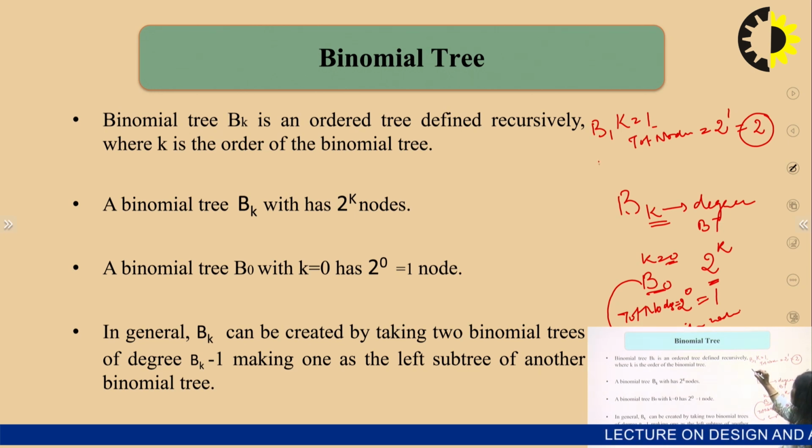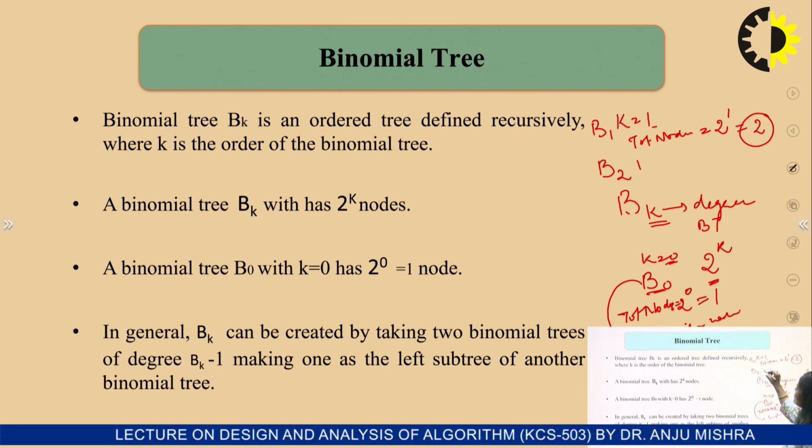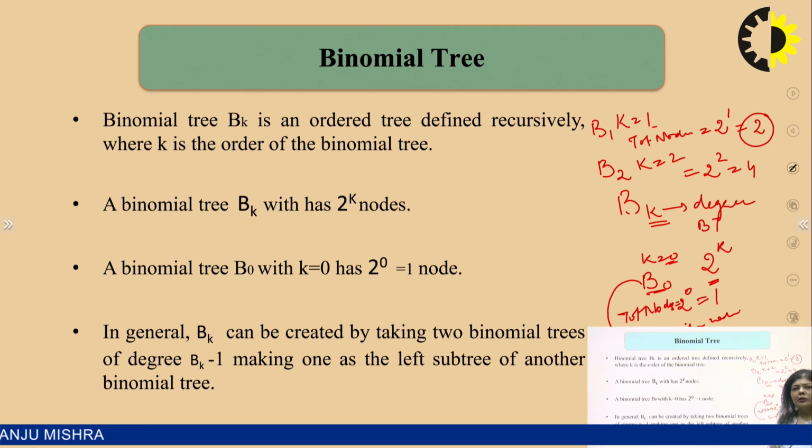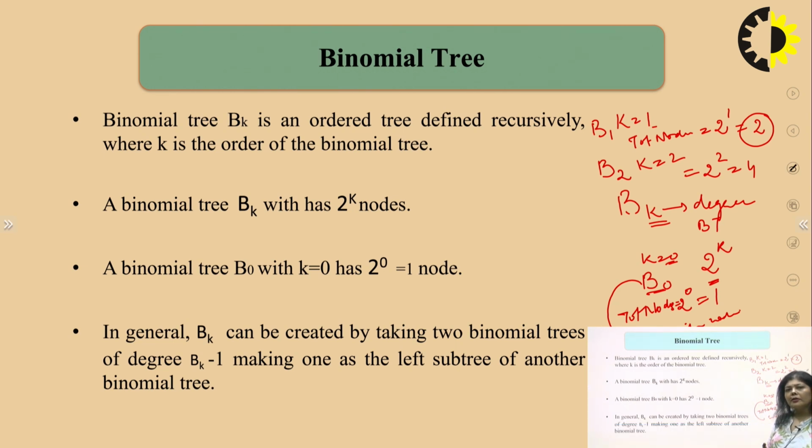Similarly, for example, I have a binomial tree with degree 2. Now, the total number of nodes here will be equal to 2 raised to the power 2, which evaluates to 4. So, the same formula we will apply to find the total number of nodes in a binomial tree. And as you can see, if we talk about BK, the total number of nodes in BK will be equal to 2 raised to the power K. So, this is how we can calculate the total number of nodes in a binomial tree with a certain degree.